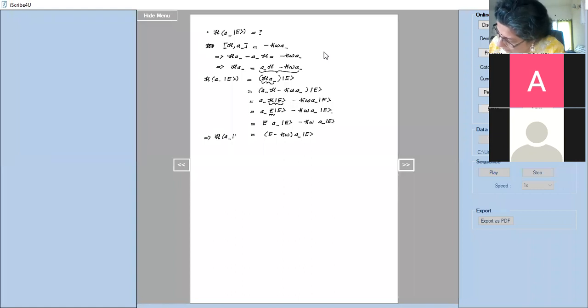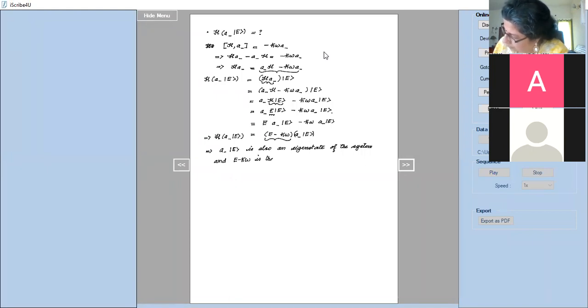H acting on A minus E gives me this number acting on the same function. Okay, so this implies what? That A minus E is also an eigenstate of the system, and E minus H cross omega is the energy eigenvalue.